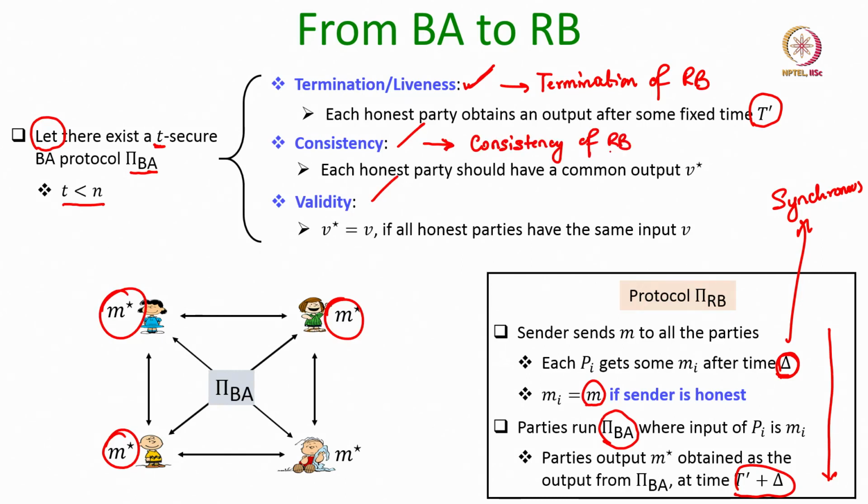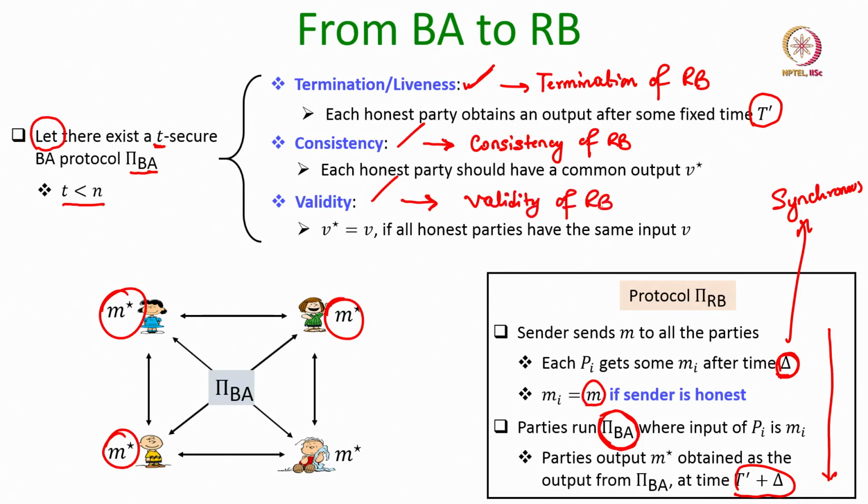Why? Even if the sender is corrupt and sends different versions of its message to different honest parties, the instance of the BA protocol which the parties are running will ensure that they come to a common conclusion regarding the sender's message which the sender would have sent to different honest parties. And the validity of BA guarantees the validity of RB.